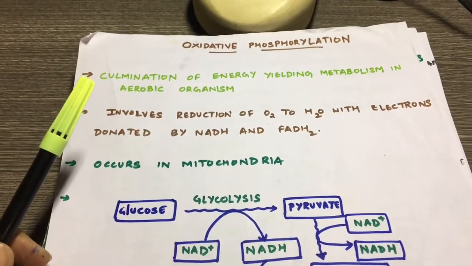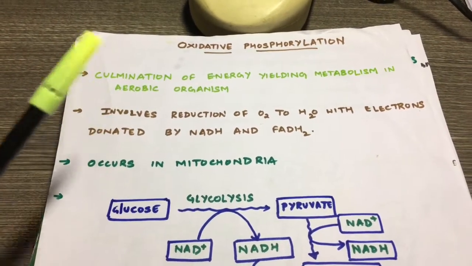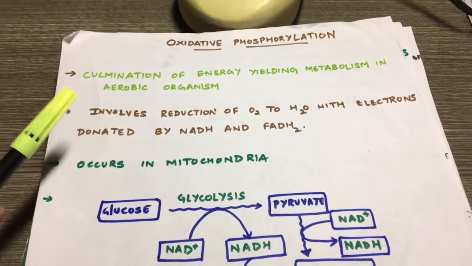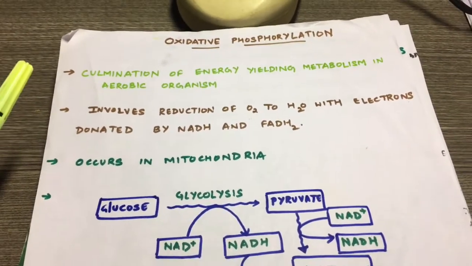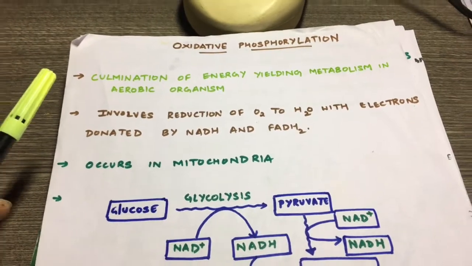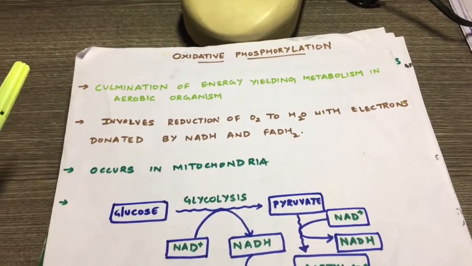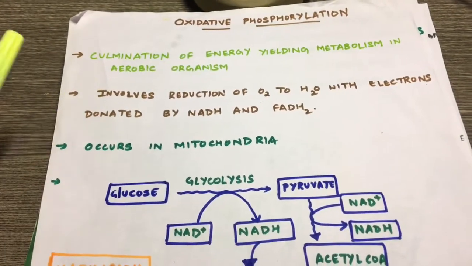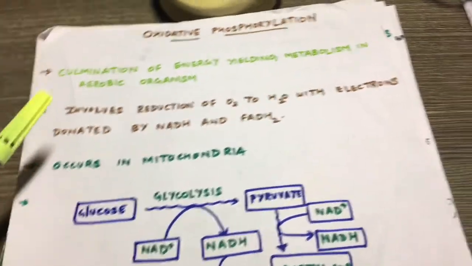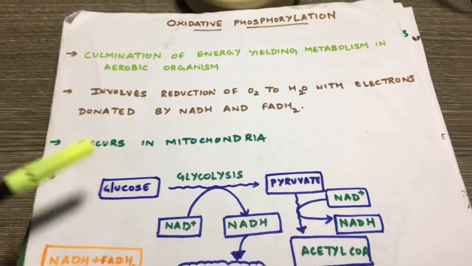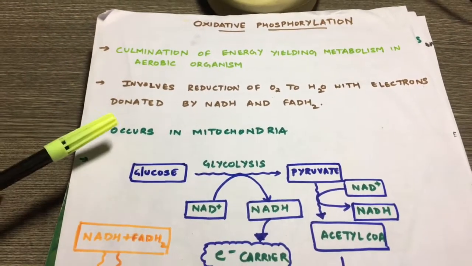So the topic which we will be covering today is oxidative phosphorylation. This oxidative phosphorylation process is an energy yielding metabolism that takes place in the aerobic organism. It involves the reduction of oxygen to H2O with the electrons being donated by NADH and FADH2. So what are these NADH and FADH2? These are the electron carriers. So this process occurs in mitochondria.